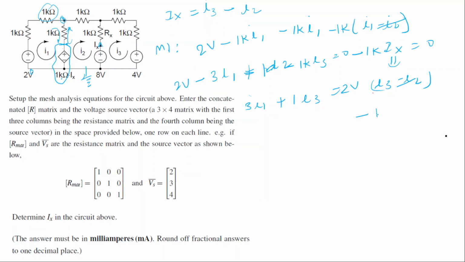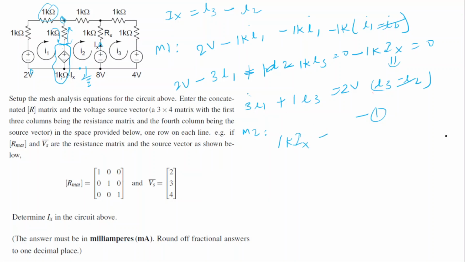So this is our first equation. Now for mesh M2, we again start from here. Now in mesh M2, we will get the gain in the 1k Ix voltage, so we will reach this point. So it will be equal to 1k times Ix.